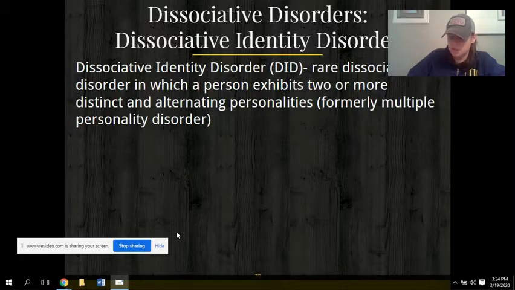It's a rare dissociative disorder in which a person exhibits two or more distinct and alternating personalities.